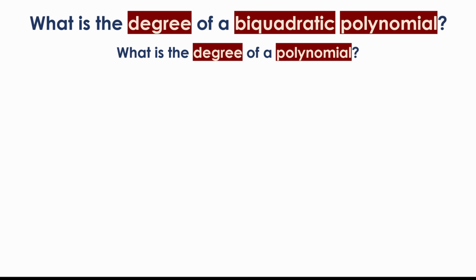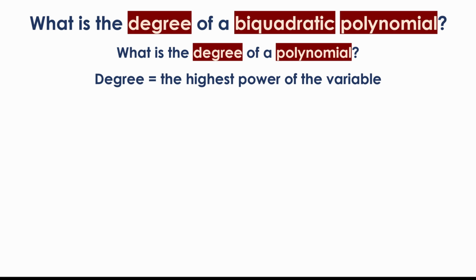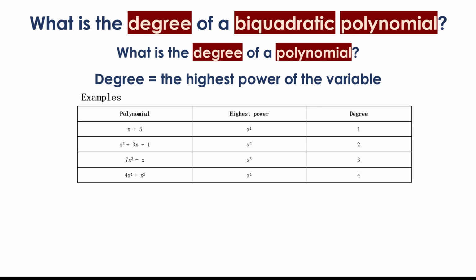Now, what is the degree of a polynomial? Well, the degree is nothing but the highest power of the variable. What that means, I'll show you with an example. So here's our polynomial table. If you see x plus 5, in the first row, the highest power is x to the power of 1. It doesn't show any power, so we know that it is 1. So the degree would be 1.